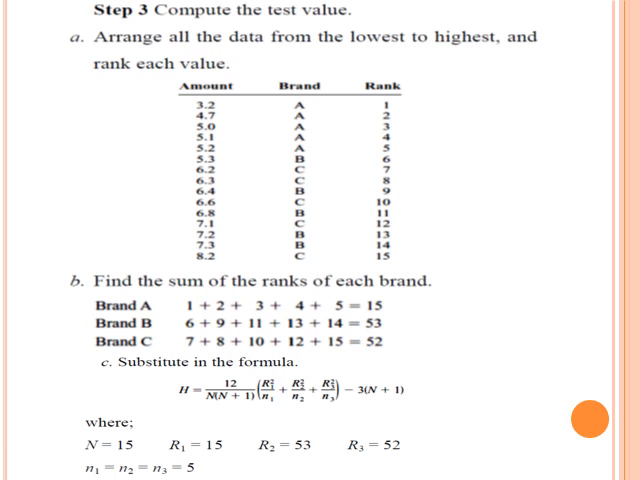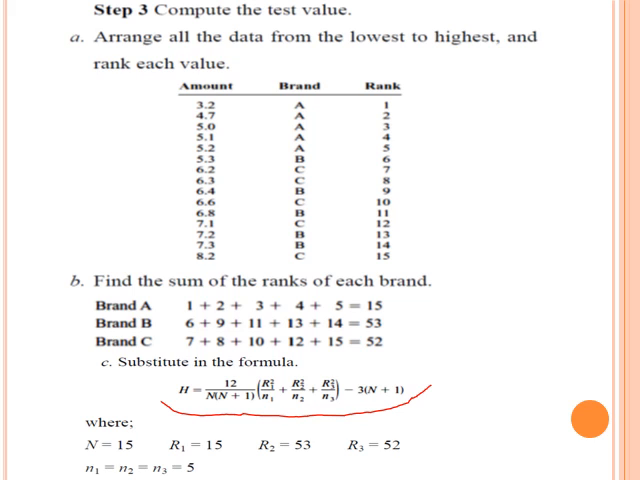Now we move to the third step for the Kruskal-Wallis test, which is computing the test value using the formula as we mentioned before: H equals 12 over N times N plus 1, multiplied by R1 squared over n1 plus R2 squared over n2 plus R3 squared over n3, because we have only 3 groups or samples, minus 3 times N plus 1.